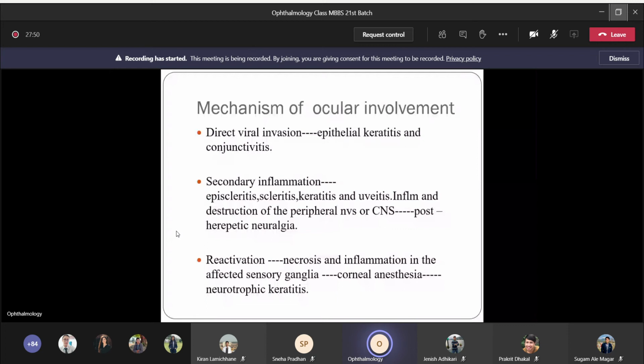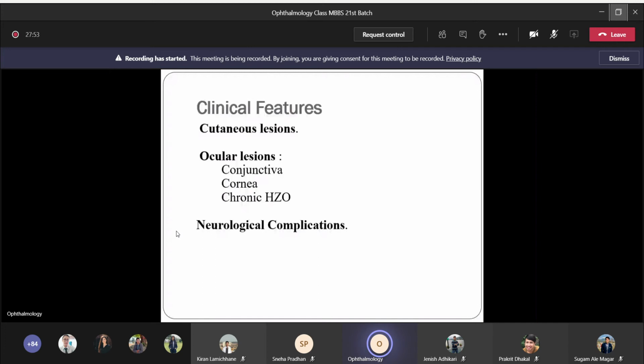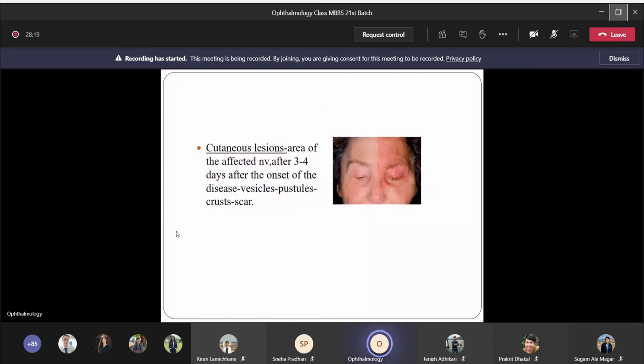Now the clinical features. Cutaneous lesions are the first lesions seen in case of herpes zoster ophthalmicus, followed by the ocular lesions, which can affect the conjunctiva and the cornea. You can have chronic herpes zoster ophthalmicus, and sometimes even neurological complications because of the involvement of the cranial nerves. Coming to the cutaneous lesions, these lesions are seen in the area of the affected nerve.